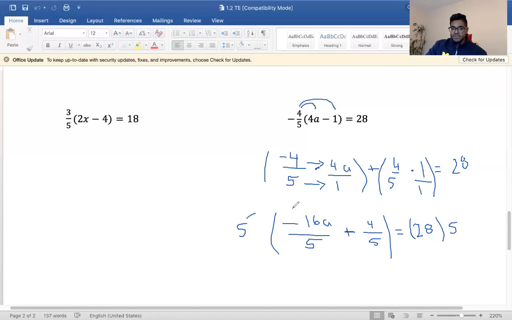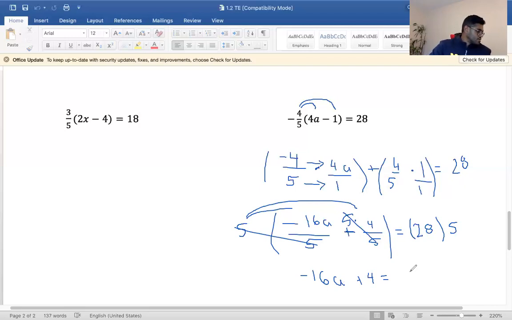Well, what happens if I do this? Right, well, this is going to have to be distributed in to both of these terms. Right, so I have 5 times negative 16a over 5. Well, those are just going to cancel out. And then I have 5 times this thing. So those are going to cancel out. So then you're just left with negative 16a plus 4 equals 28 times 5, which is 140. Okay, now we got rid of the fractions. Now we're in a place that looks a lot nicer.